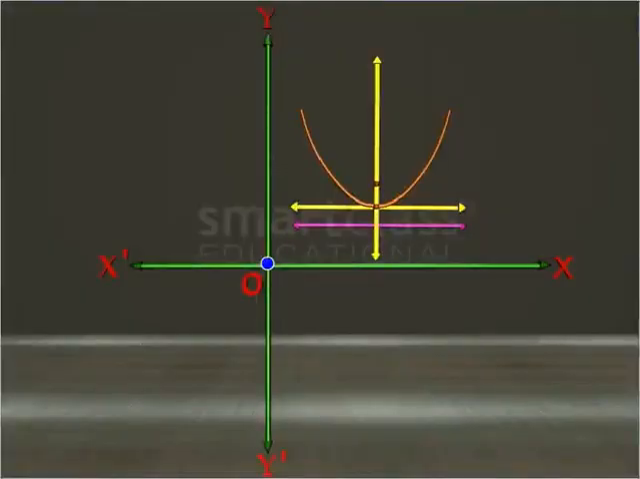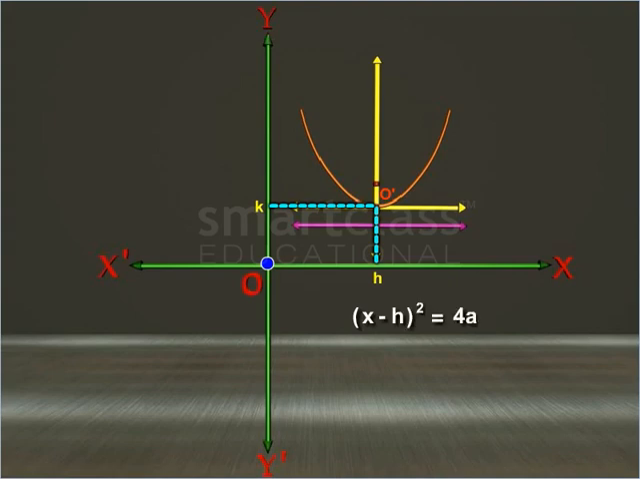Similarly, the equation of a parabola whose axis is parallel to the y-axis or vertical and vertex has coordinates h, k referred to x and y axes is x minus h whole square is equal to 4a multiplied by y minus k.